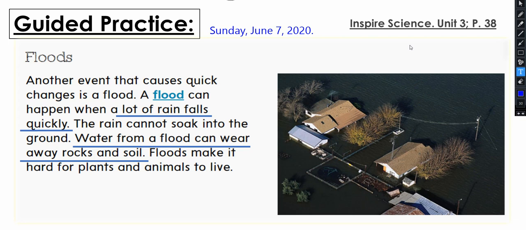Alright, read along with me. Floods. Another event that causes quick changes is a flood. A flood can happen when a lot of rain falls quickly. The rain cannot soak into the ground. Water from a flood can wear away rocks and soil. Floods make it hard for plants and animals to live. So a flood is one of the quick changes of landscapes. So if a flood happens, it's going to change the landscape.